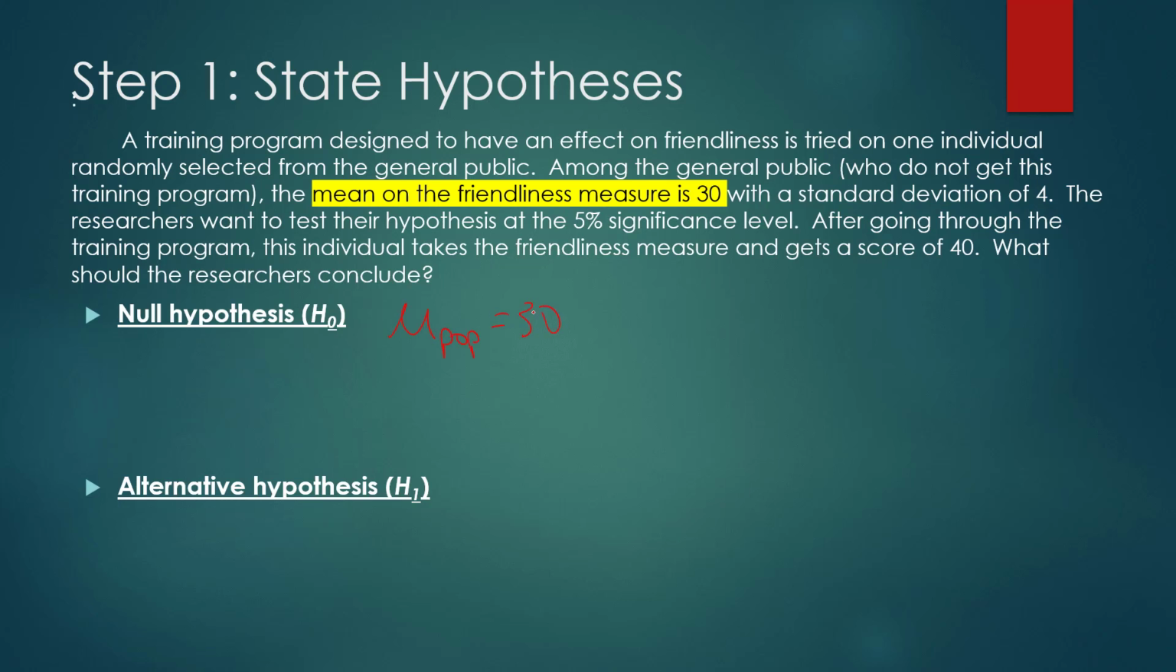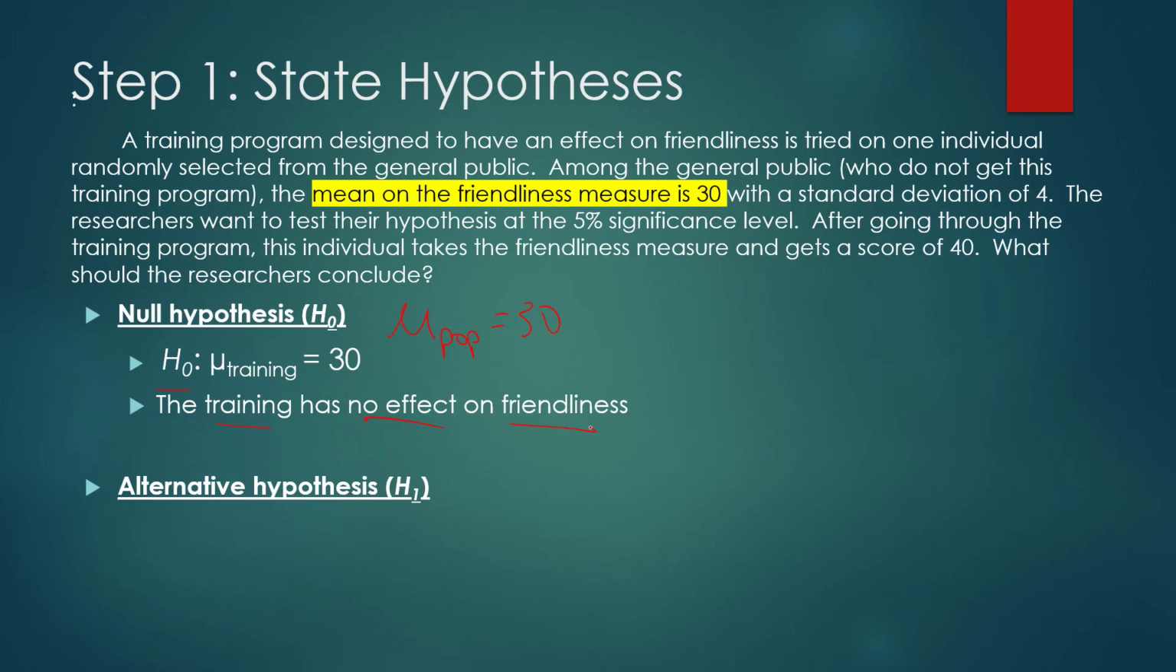equals 30. That means that our null hypothesis, our H sub 0, or the population mean of the group that undergoes training, would be the same as our population mean, which would equal 30. And if we stated it in words, we would say that the training has no effect on friendliness. The treatment, which is our training, has no effect on friendliness, our dependent variable.